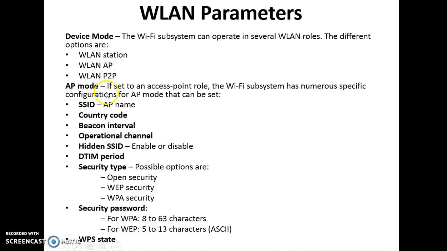So access point mode: if set to an access point role, the Wi-Fi subsystem has numerous specific configurations for AP mode that can be set. There are different configurations that have to be done in AP mode, like SSID, where we have to give a unique SSID, country code, beacon interval, operational channel, hidden SSID, various things are there. Password, and security type if we have to use it, as it is vulnerable to attacks.